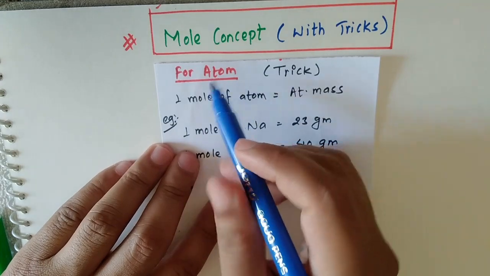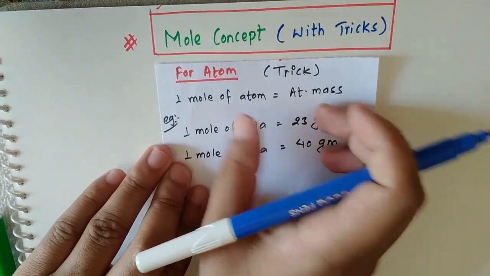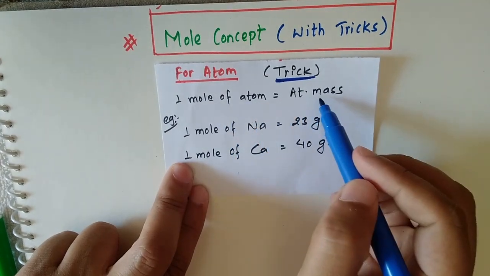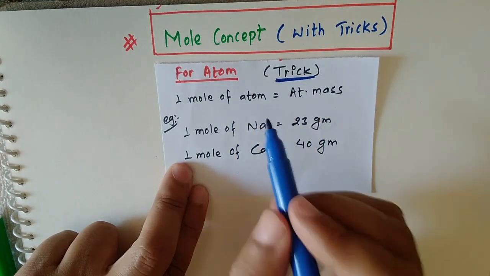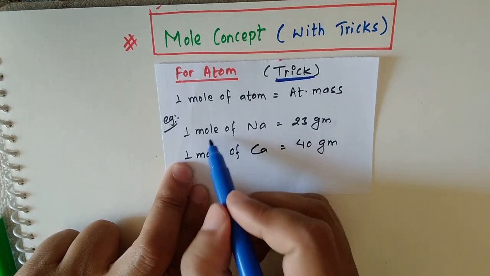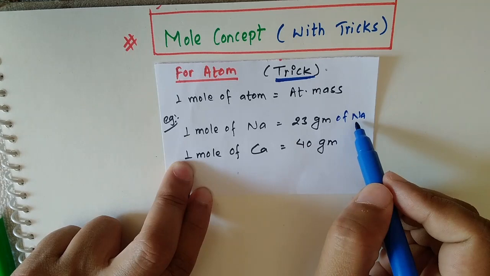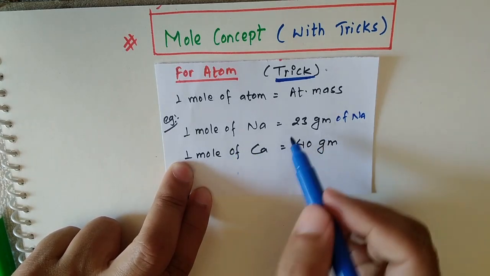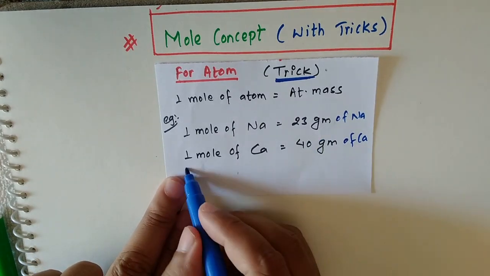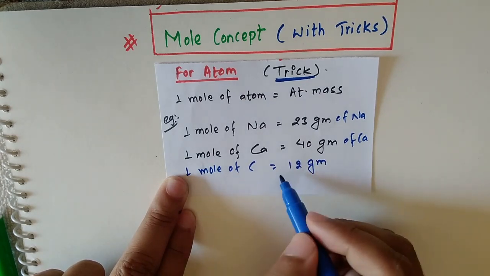Here, for atoms, the relation above comes from the formula. For atoms, the trick to remember is: 1 mole of atoms is the atomic mass. We can take every atom, and 1 mole of that atom is equal to the atomic mass of that atom. It means 1 mole of sodium means 23 gram of sodium, 23 gram of Na, which is the atomic weight of sodium. 1 mole of calcium means 40 gram of Ca. Like this, 1 mole of carbon means how many gram? 12 gram. Atomic weight of carbon is 12 gram.